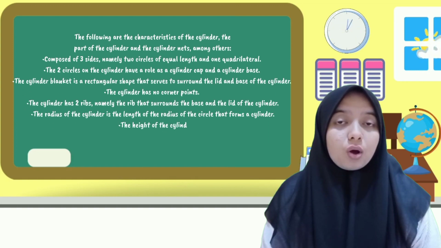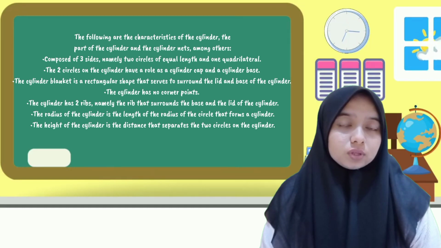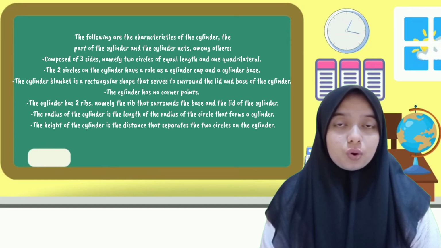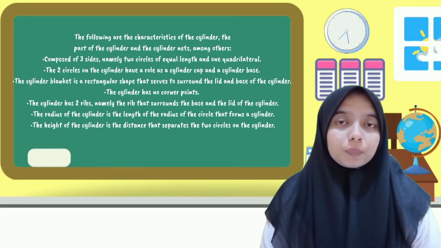Next, the following are the characteristics of the cylinder, the parts of the cylinder and the cylinder nets, among others. It is composed of 3 sides, namely 2 circles of equal size and 1 quadrilateral. The 2 circles on the cylinder act as the cylinder lid and base. The cylinder blanket is a rectangular shape that serves to surround the lid and base of the cylinder.